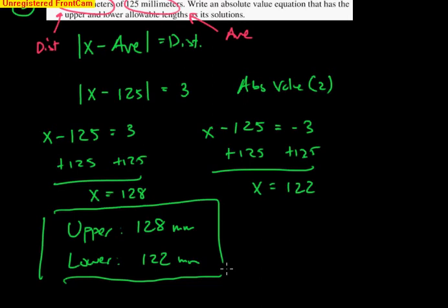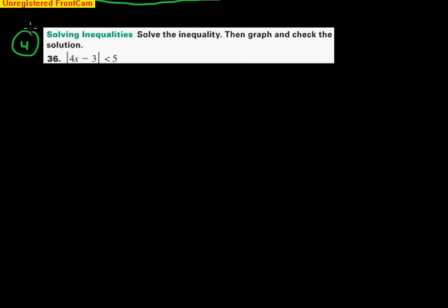There we go. Okay, now we move on to inequalities. So now we're going to solve the inequality and graph the solution. Okay? So here we go. First thing I see, absolute value bars, which means 2. I'm going to have two inequalities involved. Now, I see a less than.